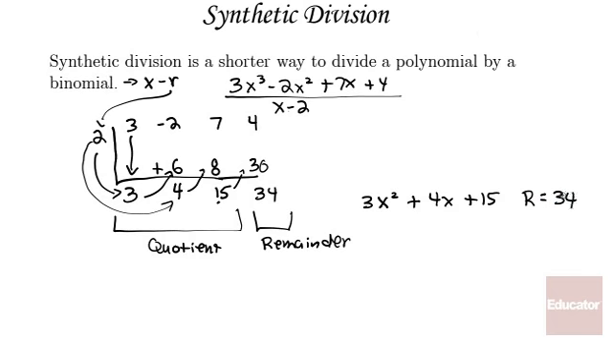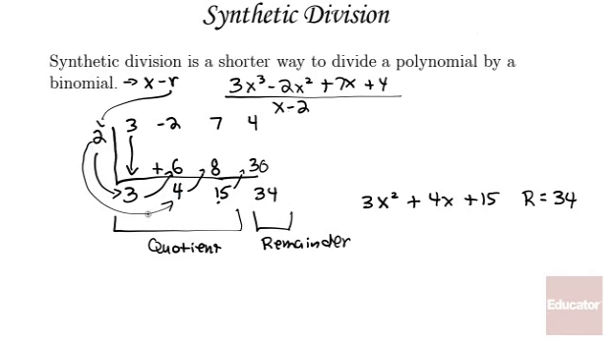And you can see how much quicker and easier this is than long division. So again, write the constant from the divisor here. Write the coefficients here, making sure to use 0 if you have a missing term, using 0 as a coefficient. Bring down the first term. Then multiply the divisor constant by this number and get a product. Add that to the next column.